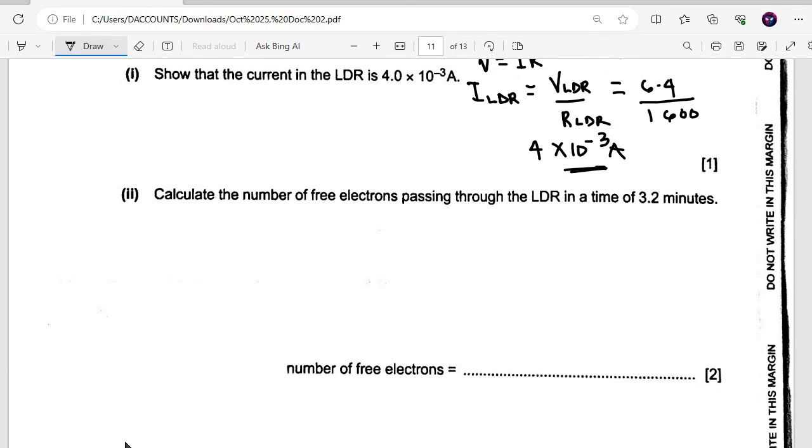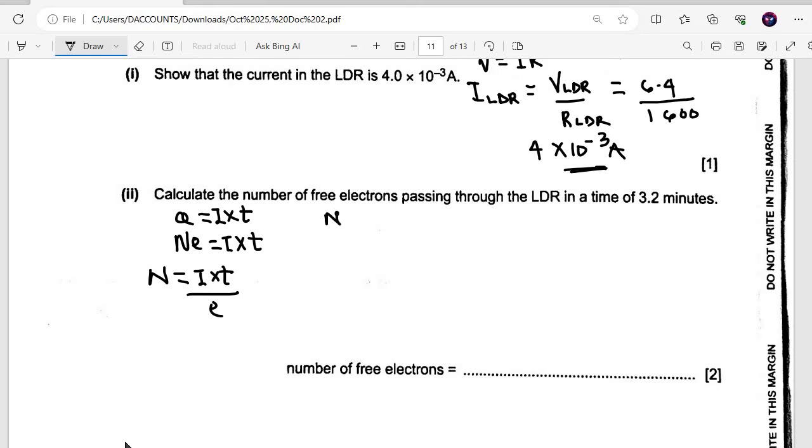Calculate the number of free electrons in the LDR in a time of 3.2 minutes. You know, charge is equal to current times time, and charge is also the number of electrons times the electron charge. So we are looking for the number of electrons, N, which will be current times time over e.